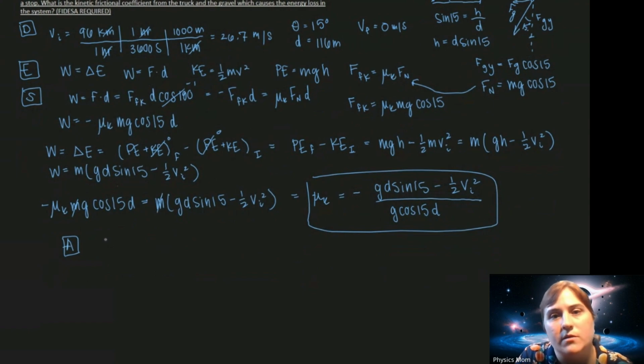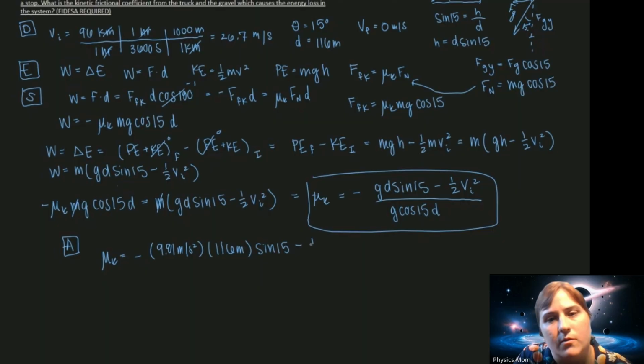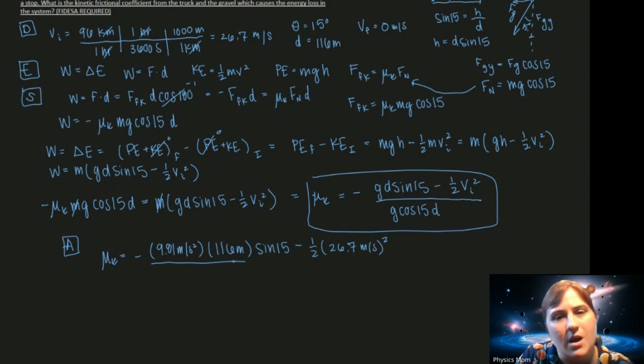If it's a kinetic frictional coefficient, I want all the units to cancel. So mu k is going to equal negative 9.81 meters per second squared times my distance of 116 meters times the sine of 15 degrees minus 1/2 the initial velocity, 26.7 meters per second, squared. I have meters squared per second squared minus meters squared per second squared in the numerator. That's good. You can only combine like terms, so the units need to be the same.